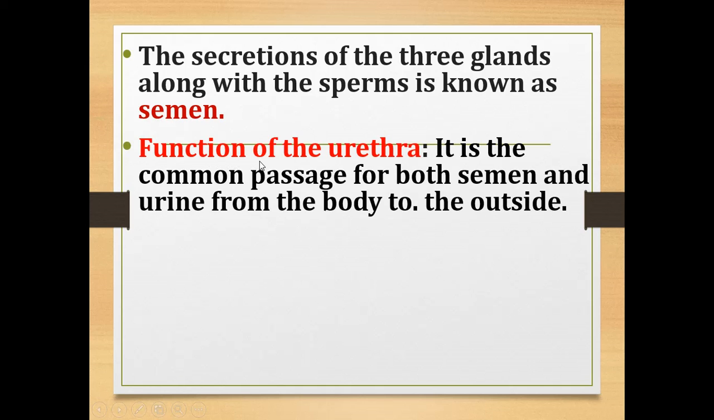Now, what is the function of the urethra? The urethra is the common passage for both semen and urine from the body to the outside. We know the excretory waste is eliminated from our body through the urethra. Through the urethra only, the semen also passes outside from the male reproductive system.